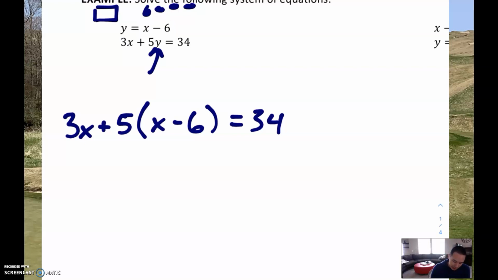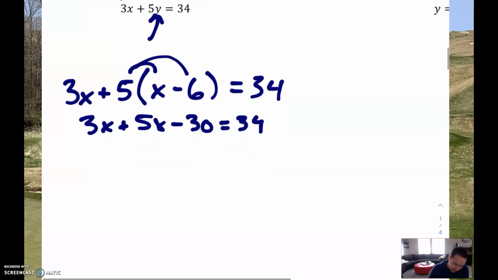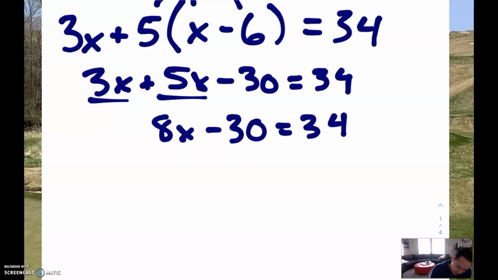Now what we've done is we've turned it into one equation with one variable, and now we can just solve it like we did in quarter 1. So we're going to distribute the 5, and we get 3x plus 5x minus 30 equals 34. So we just took 5 and multiplied it to each thing in the parentheses. Now that we have variables on the same side, we can combine them together. So 3x plus 5x, they combine together to become 8x. And if we're trying to get x by itself, that minus 30, that's going to have to go. So we're going to add 30 to both sides.